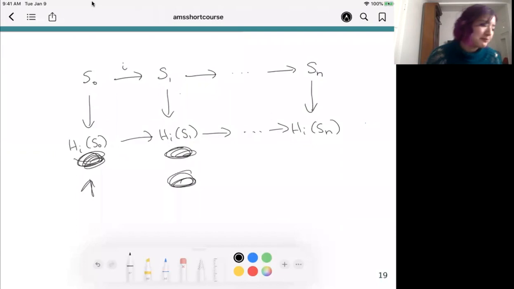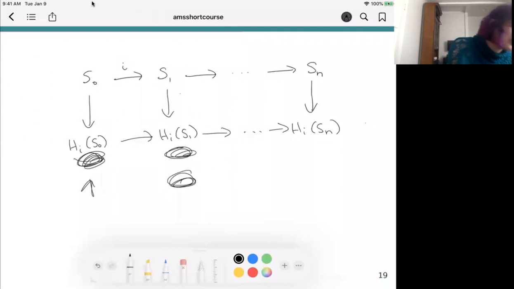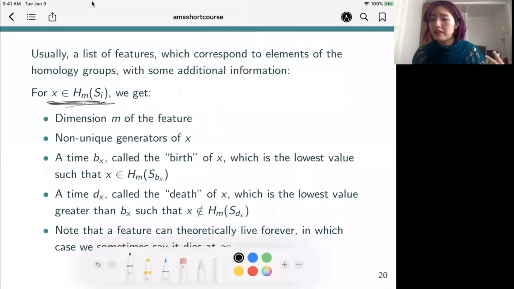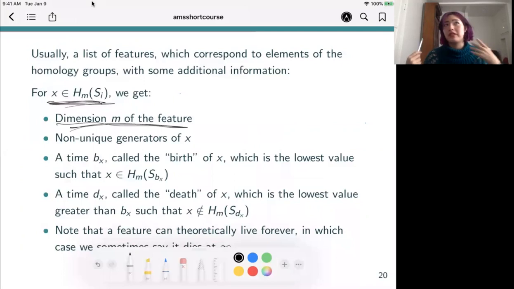So when I do a persistent homology computation, I get a variety of pieces of information out. Basically, what we get from persistent homology is some list of features that are going to be ordered in something. If you look at your software packages, often it's just going to spit out some list, and that list is going to tell you a bunch of things. The first thing is the dimension of the feature. If a feature lives in H_M of S_i, then it has dimension M. For example, the eyes in the Jigglypuff live in H1, therefore they're one-dimensional features. The connected components of any particular point cloud are going to live in H0, so they're zero-dimensional features.